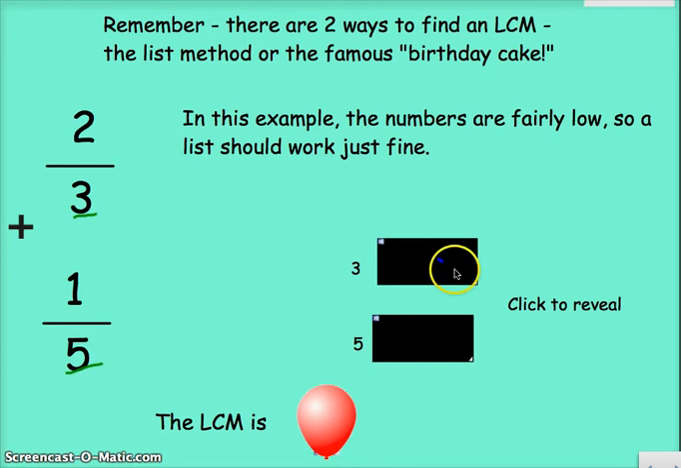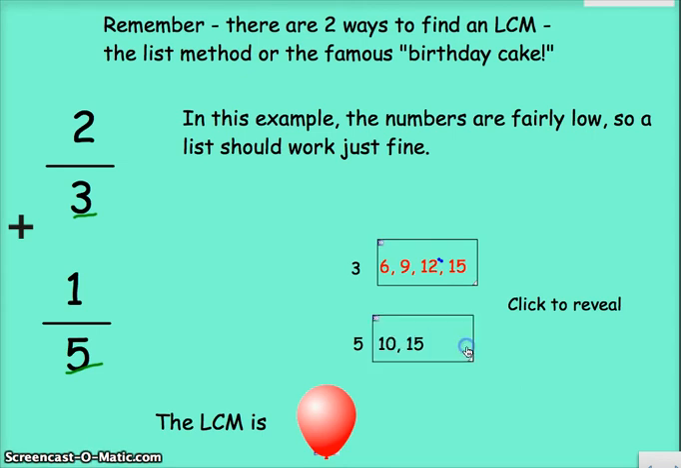Then we click here and we see you should have been thinking 3, 6, 9, 12, and 15. Now do the same for 5. Think for a minute, what are some 3 or 4 multiples of 5? Easy enough, 5, 10, and 15. We can easily see in this case that the lowest common multiple between the two numbers is the 15. We look here to check and see, yes indeed, the balloon pops and it is a 15.